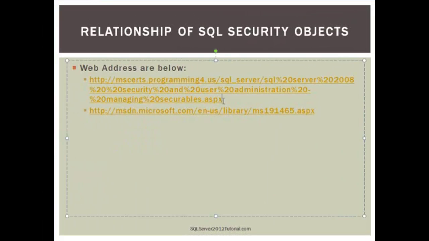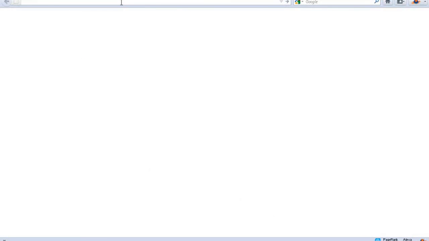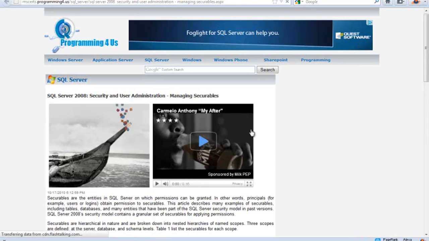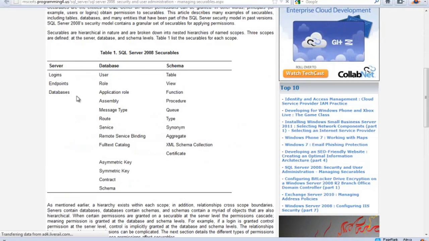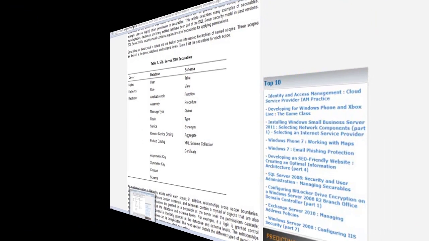In order to get more into this, I have a couple of links that I am going to place up here, so you can definitely visit them. These pages talk more about the terms that we are discussing. Here, when you're talking about securables, at the server level you could have a login, whereas at the database level you could have a user, and then also securables under the schema. So definitely visit this site.